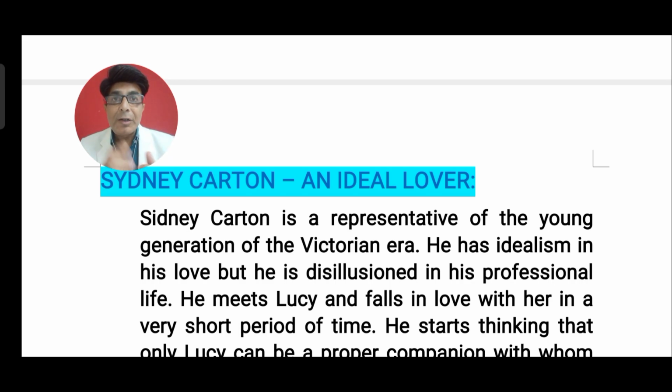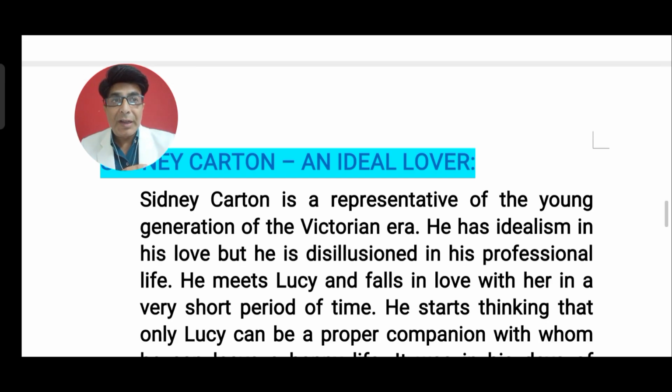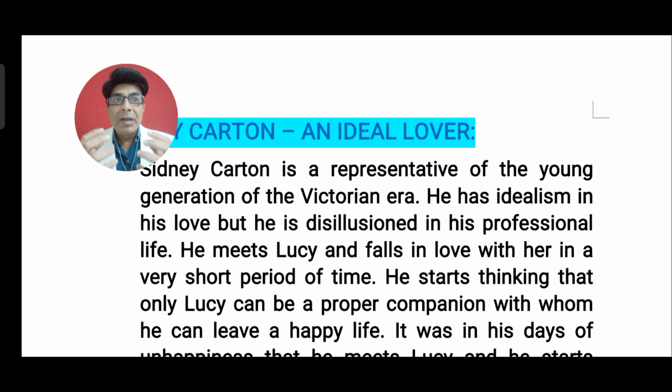Another important reason why we consider him as the hero is that he is presented as a representative youth of the Victorian era, or the whole young generation of the Victorian era. He has idealism in his love, his love is ideal. Once he starts loving Lucy, he loves her absolutely till the last moment of his life. That is the whole ideal concept of love which we find in this character.